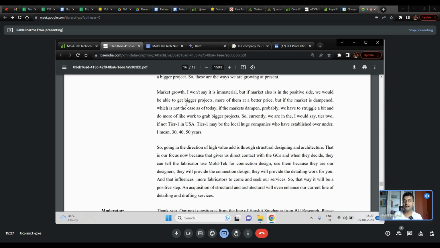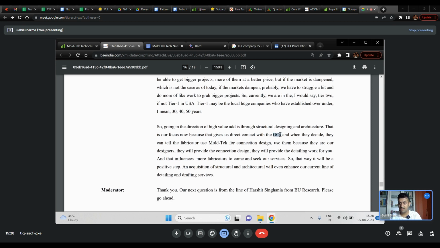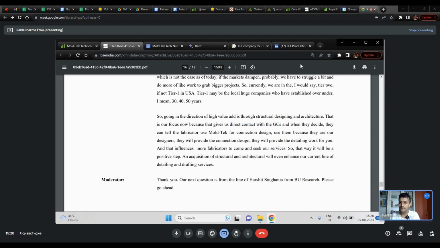And they are saying that currently they are present more in tier 2 cities, not in tier 1 cities of the US. Tier 1 maybe local huge companies who have established over. So basically, I guess what he's saying is that their main competitors in tier 1 are the US companies, which are probably charging a higher rate also. And like he said, if they can go in the direction of value addition through structural designing, then they can probably start competing there. General contractors, a direct contact with general contractors, and they decide these things, right?